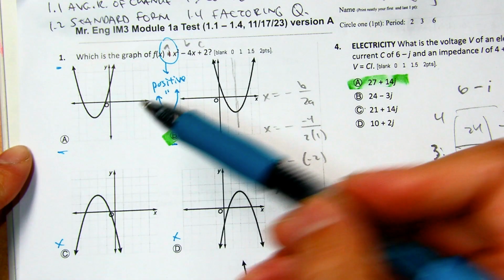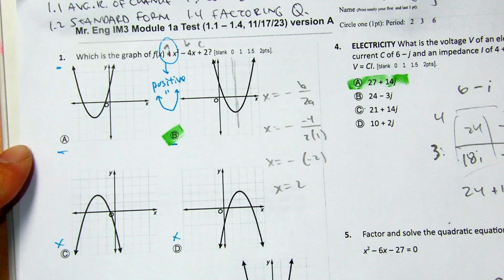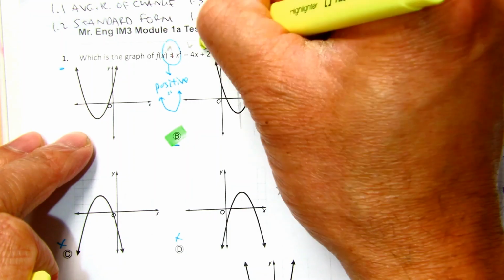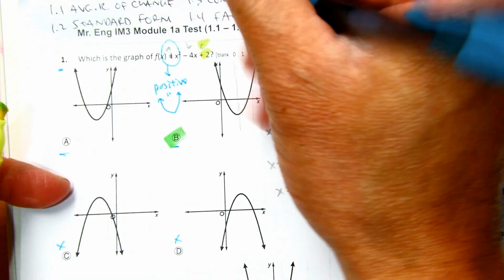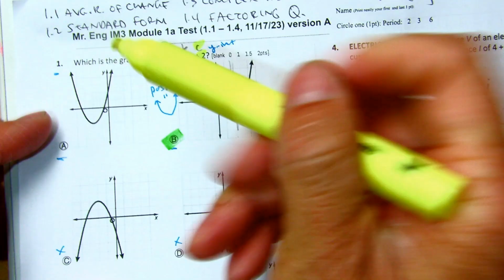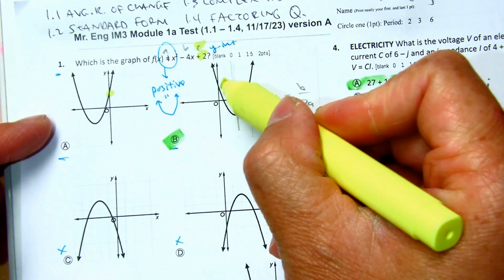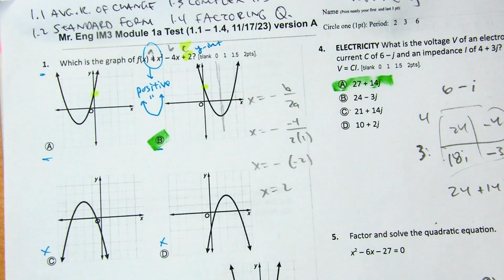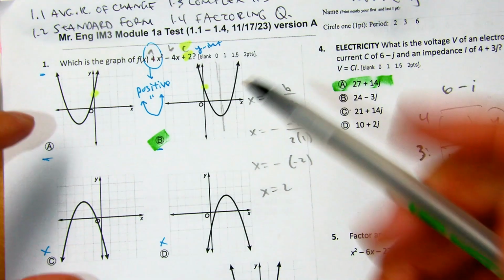The next one is the C value. The C value is positive 2, and that is your y-intercept. So that would be a positive 2. Now my third one is the axis of symmetry. The axis of symmetry is a graph that folds in half.